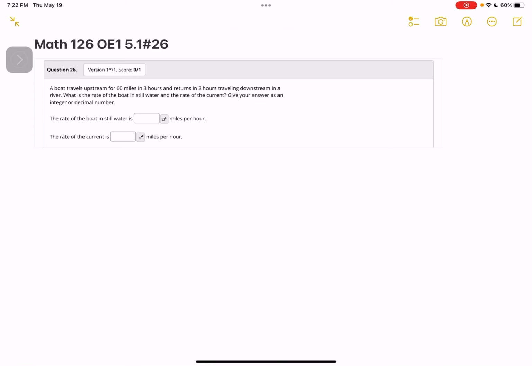So I'm going to make a drawing here where, for lack of a better term, up is vertical, up is going up, down is going down, even though I know that's not how all rivers flow. So we have the boat going upstream. The distance is 60 miles.